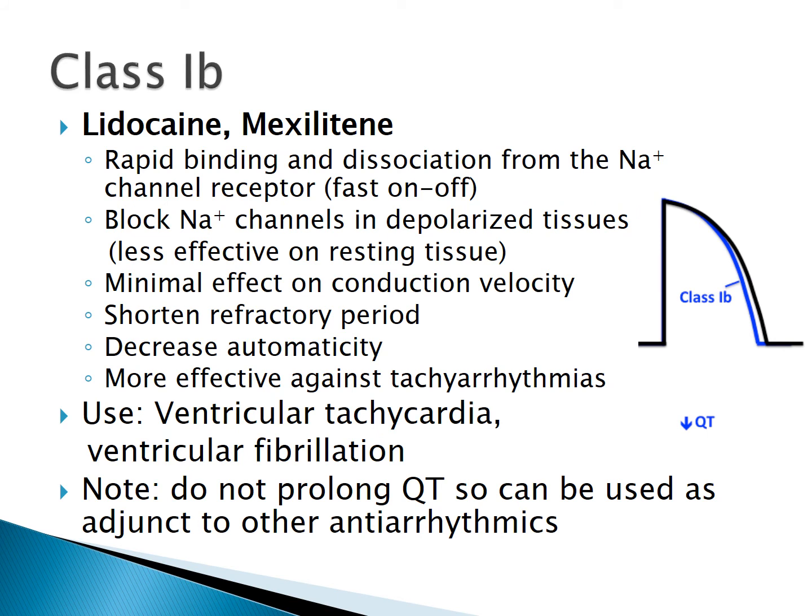Class 1B consists of lidocaine and mexiletine. These are the fast on-off drugs, as they rapidly bind and dissociate from the sodium channel receptors in depolarized tissue. They have a minimal effect on conduction velocity. You can see from the diagram that they shorten the action potential, therefore shortening the refractory period, and this will appear as a shorter QT on the ECG.